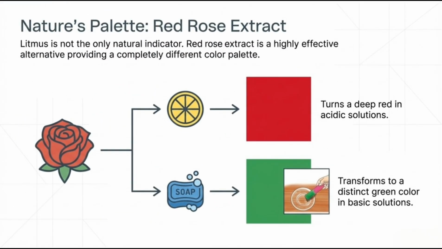You can even make indicators at home. By crushing red rose petals in hot water, you create a natural extract. This beautiful liquid turns a bright shade of red when added to an acid, but it turns green when it meets a base like soap. Nature really is our science laboratory.